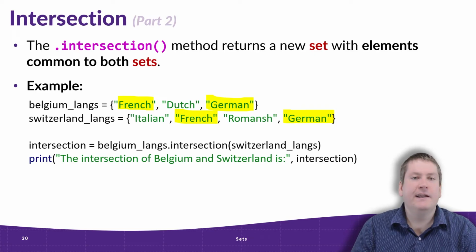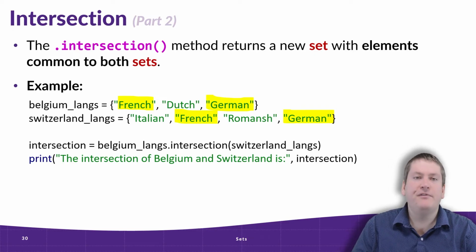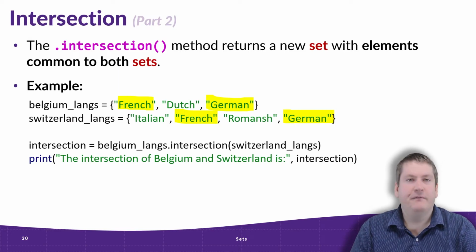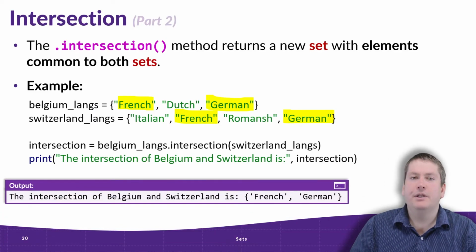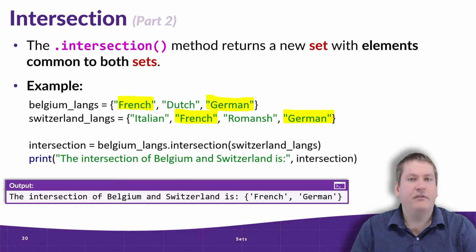So what's going to be created here is a new set object, and we'll get a reference to that in the intersection variable. And that set, called intersection, is only going to contain two values, French and German. So when we output that to the console, we'll get output that looks like this. The intersection of Belgium and Switzerland is French and German.